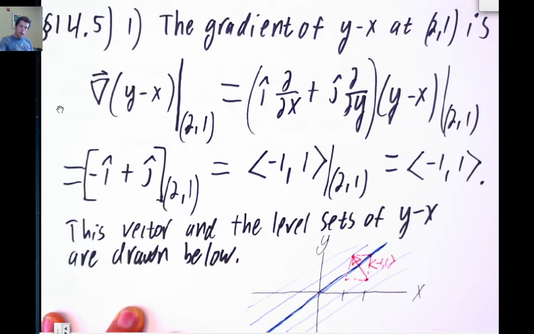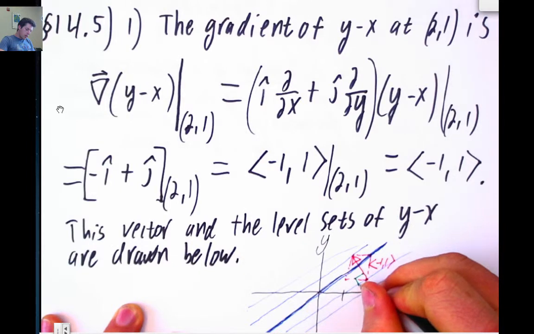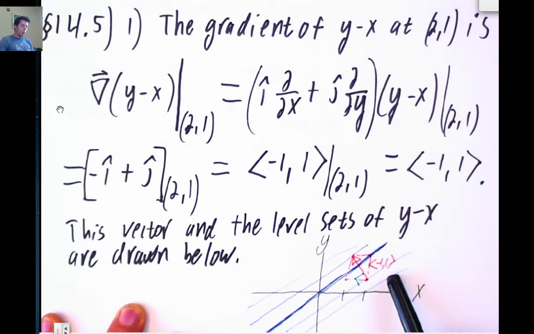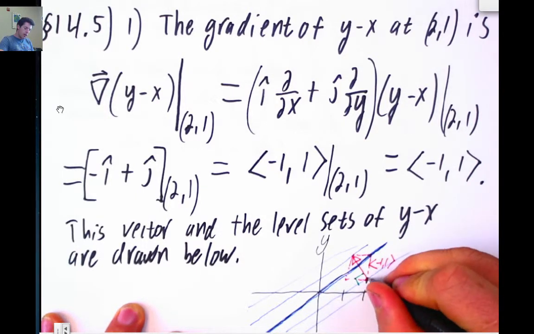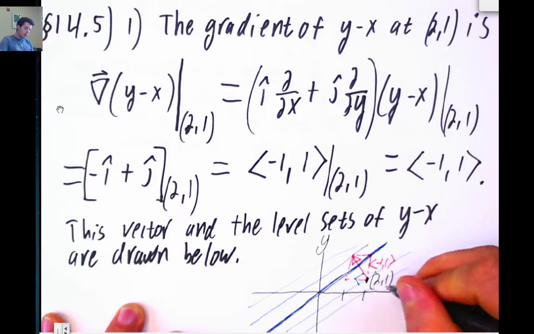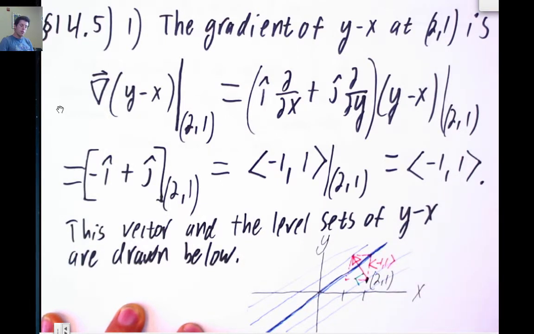Okay, so it is orthogonal. I'll draw that orthogonality in yet another color. In green, I'll write this right angle. (-1, 1) is orthogonal to the level set of y minus x that passes through the point. The point right here, by the way, is (2, 1). And that's as it should be, right? The gradient vectors are supposed to be orthogonal to the level sets everywhere. Notice that in this case, the vector (-1, 1) is not homeless. Really, it belongs at the point (2, 1).